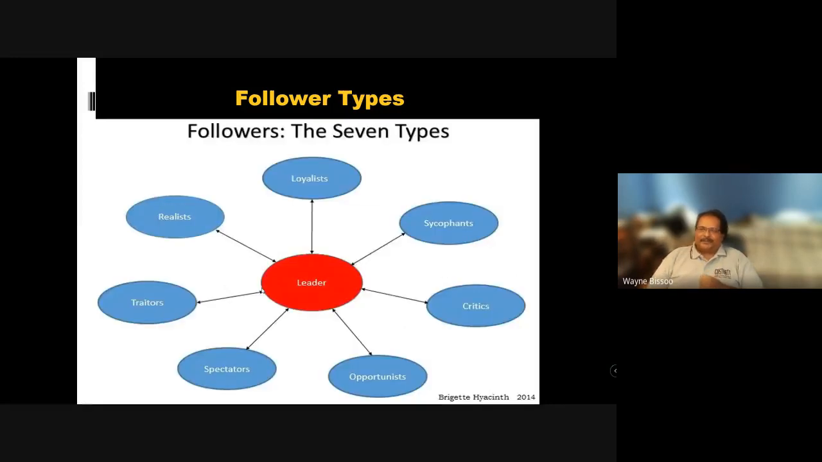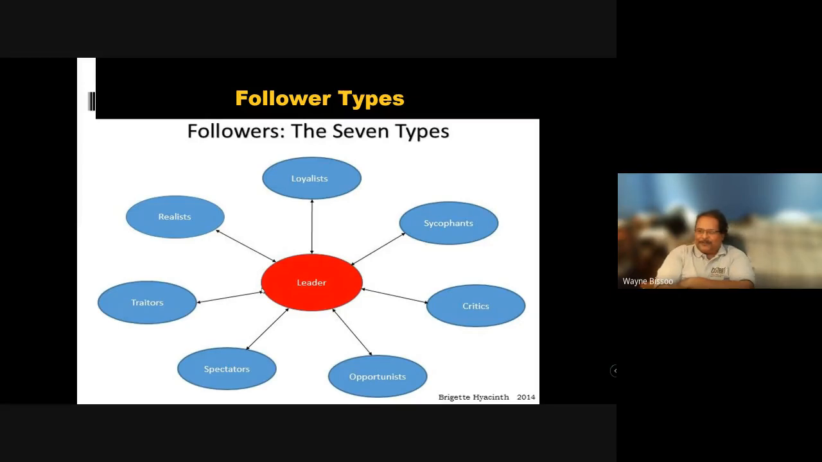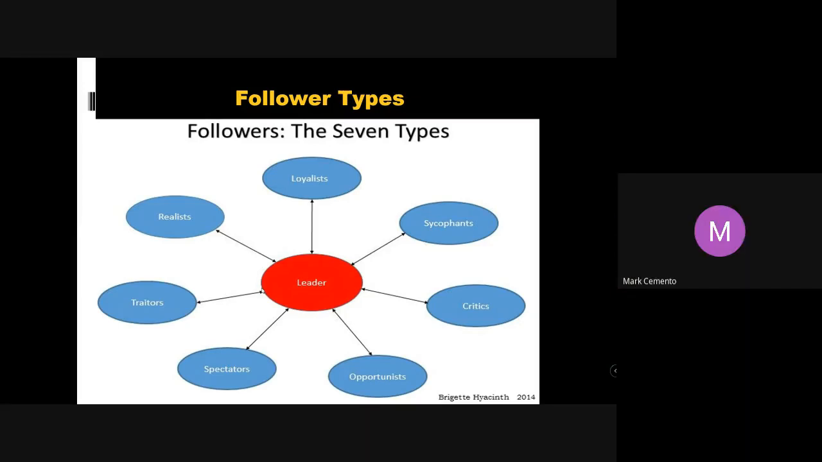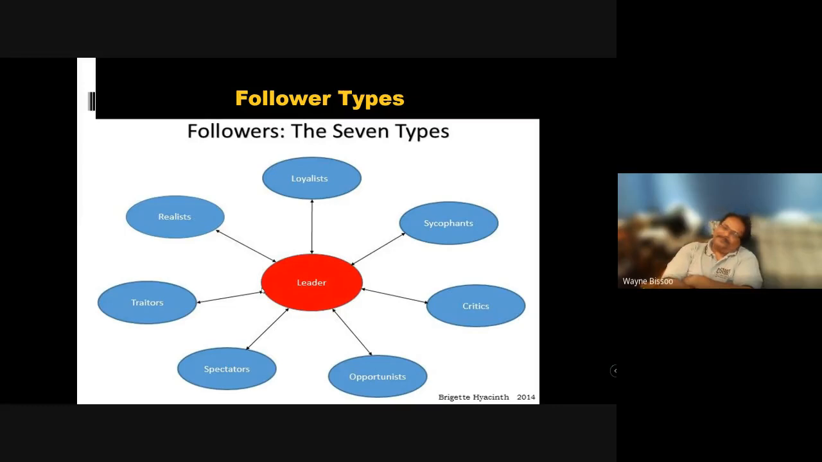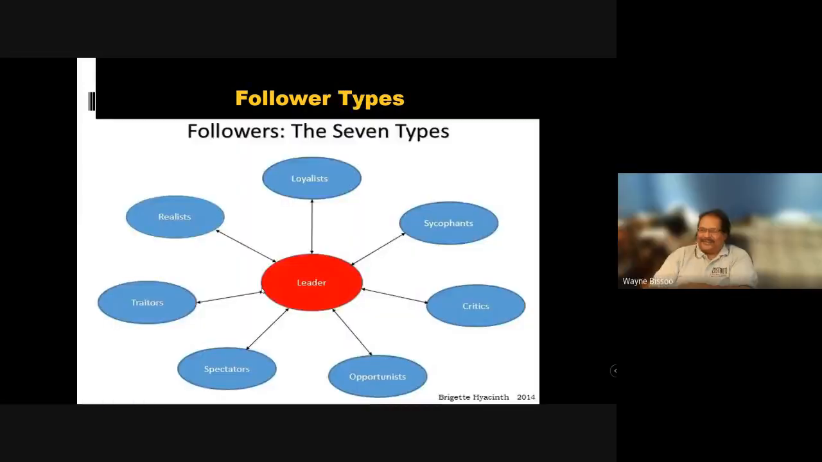There are other follower types too. You have loyalists, sycophants, critics, opportunists, spectators, traitors, realists. Those are different types of followers that you can get as well. Where are you? I think in some of our services, we have more of the alienated followers. Which one is that? The yes people, sheep, survivors. Yeah, survivors. Well, I'm the opportunist, Mark. Yeah. All of them around. Yeah, you have people like that. They tend to be the realists.